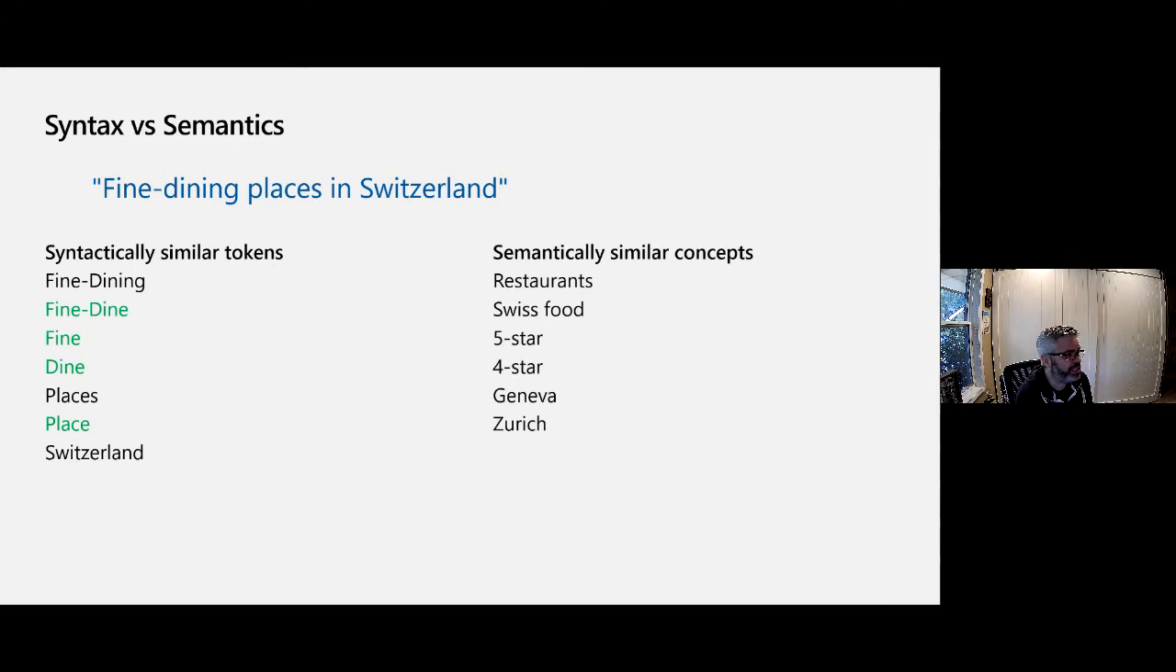So when we add semantics, we can use knowledge to adapt to this. For example, if we're looking at fine dining, that might mean 5-star or 4-star. Dining might be restaurants. Switzerland is similar to Geneva and Zurich. So we can start bringing in semantics to help recall or bring back more relevant information. And you can even have many more.